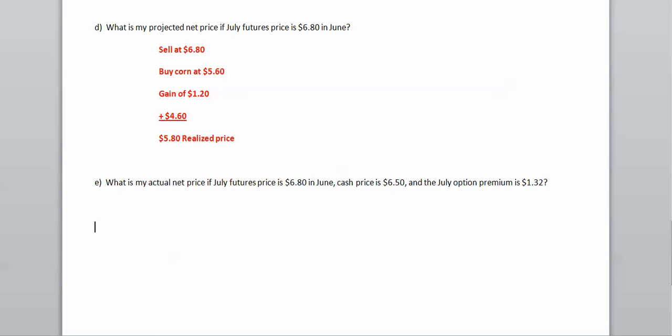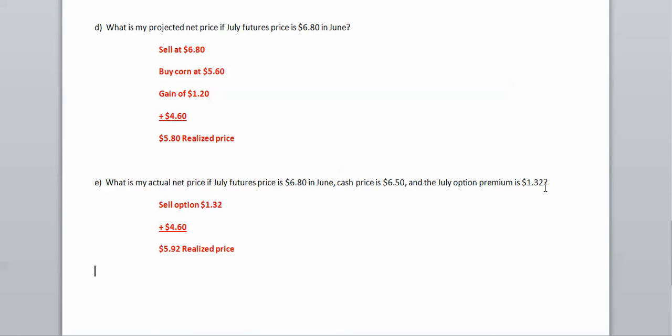Okay, what is my actual net price if July futures price is $6.80 in June, cash price is $6.50, and the July option premium is $1.32? Well, first of all, cash price is irrelevant. I've already sold my corn. I have no more cash corn to sell. It's already gone. But I do sell the option back for $1.32 a bushel. My previous price was $4.60. I now have $5.92 in my pocket, which is 12 cents better than the previous example of $5.80.